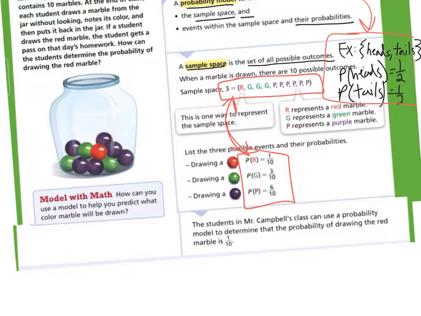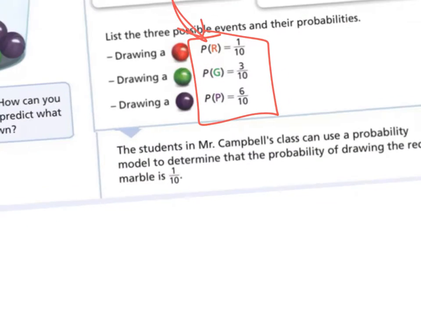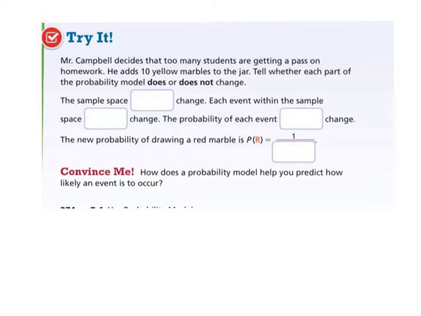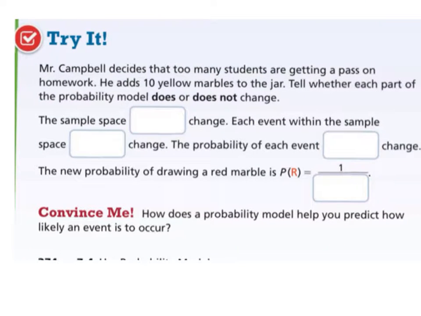So probability of getting the red marble would be 1/10 or 10% chance. So we look at the try it. Mr. Campbell decides that too many students are getting a pass on homework. He adds 10 yellow marbles to the jar.